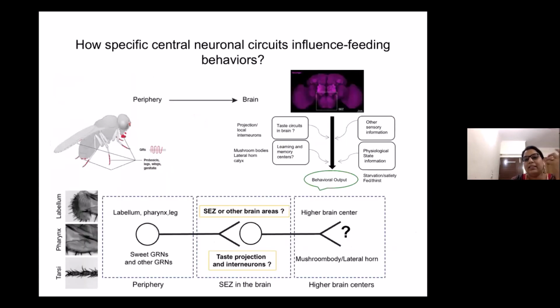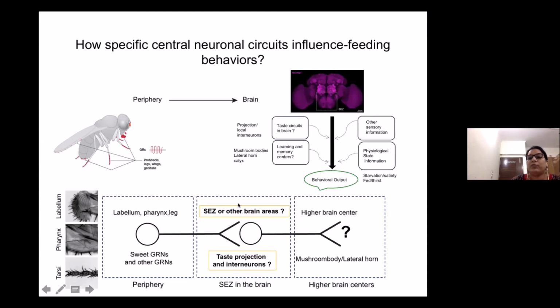So there's a great deal of information which is known about peripheral coding of taste, both in humans and different animal models. But what is lacking is the understanding of taste circuits present inside the brain, where different parameters act on these cells. This could be the sensory information, different physiological states, and how memories are formed, and how these neurons are connected with the peripheral neurons that finally give rise to the behavioral output.